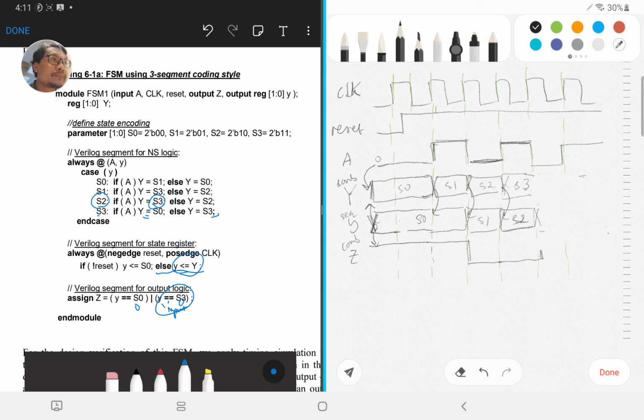Transfer S3. When we're in S3, A is 0, so it's going to maintain S3. So this one also going to maintain S3, transfer. Now S3 and 1 going to S0. Here we are going to check S3 just like that. So I think that should be more correct.